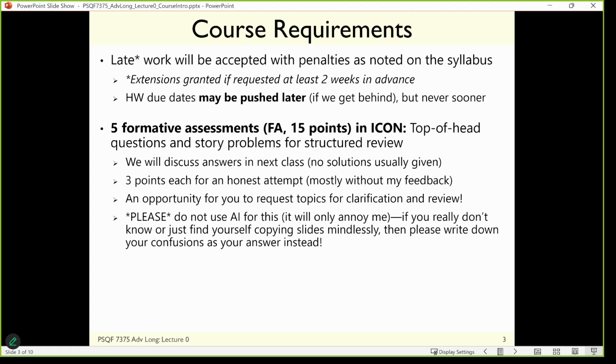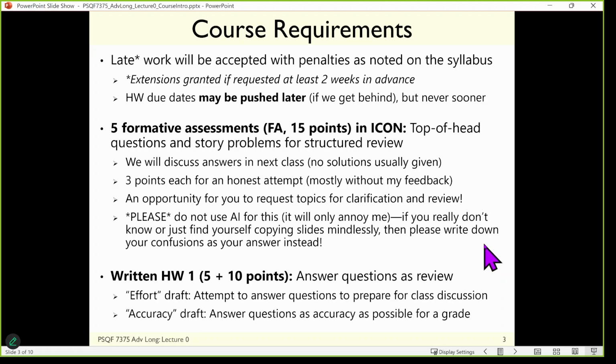So no penalty for being honest and saying, yeah, I don't understand this, but here's what I do understand, and here's what I'd like to talk about. The first homework that you're going to do is up already. It is going to be due in about 2 weeks. It is a written homework. And the idea of this is to answer 10 questions about things we covered last semester.